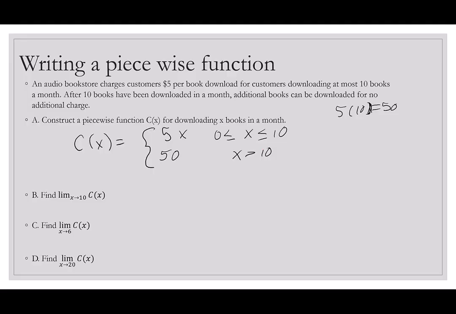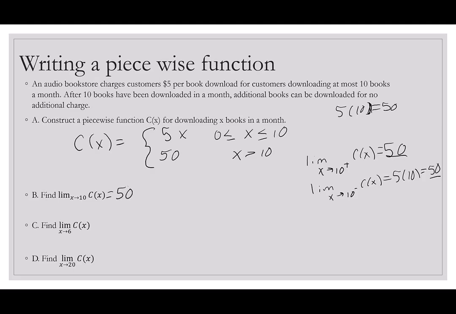So the first question says, let's find the limit when x goes to 10 of c of x. Well, 10 is this boundary number. So I really need to know the limit as x goes to 10 from the positive side of c of x. I also need to know the limit as x goes to 10 from the negative side of c of x. Positive side is this greater than 10, which says it's 50. Smaller than 10, 10 from the negative side, uses 5 times 10, which is also 50.